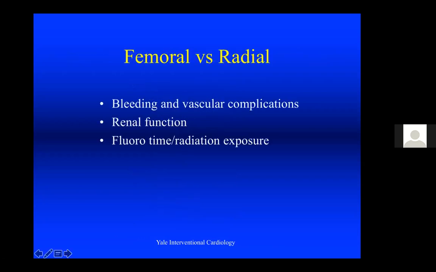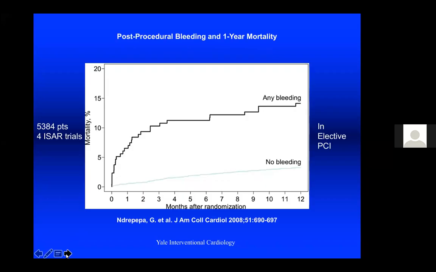I'm just going to highlight a few distinctions between femoral and radial. First of all, bleeding and vascular complications, renal function, and then fluoro time and radiation exposure is often discussed. And it's important to understand what the real issues there are. So bleeding is really a key factor for coronary angiography, coronary intervention. And bleeding avoidance is really an emphasis of learning how to do this correctly.